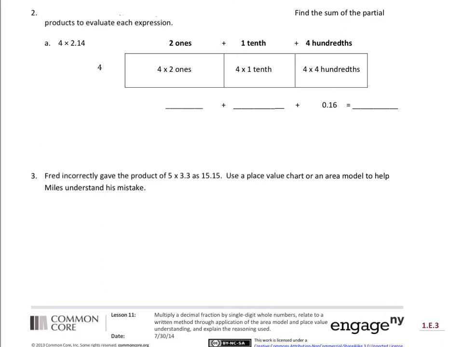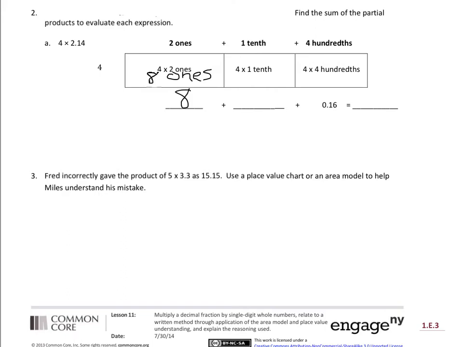Let's start with 4 times 2 ones. 4 times 2 is 8. So I'll fill in an 8 right now. Now I need to write the unit after it. It says ones, so I'll write 8 ones. Underneath this is a blank line. How do I represent 8 ones as a whole number? Simply 8 ones equals 8.